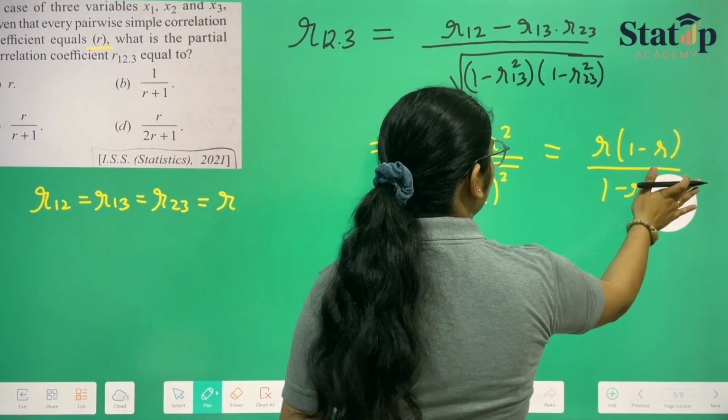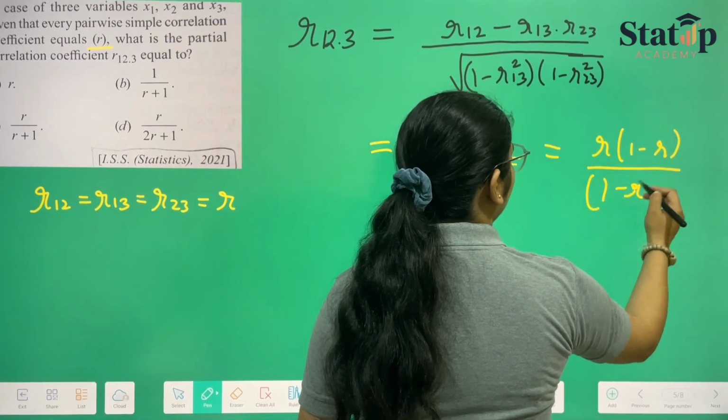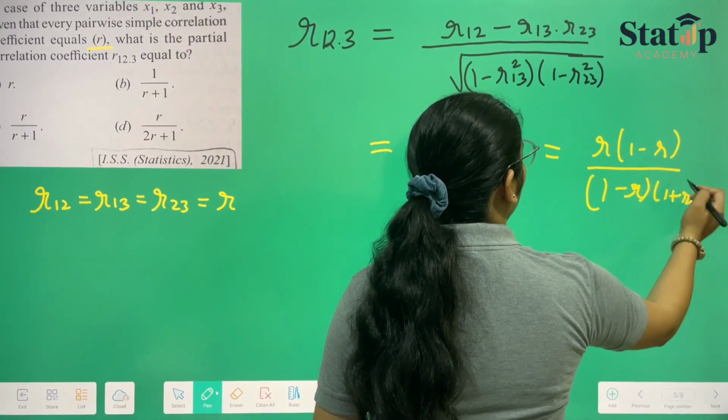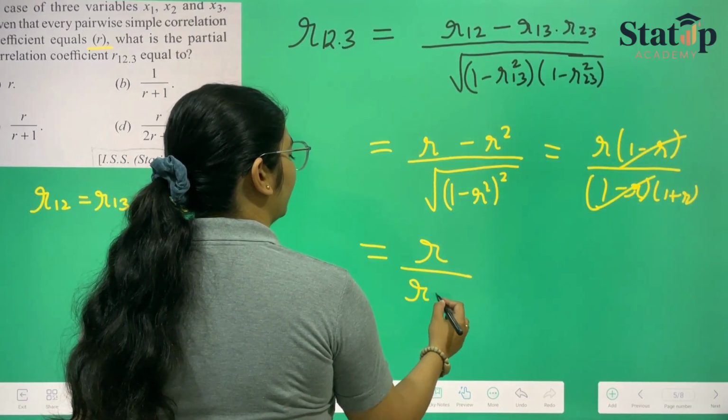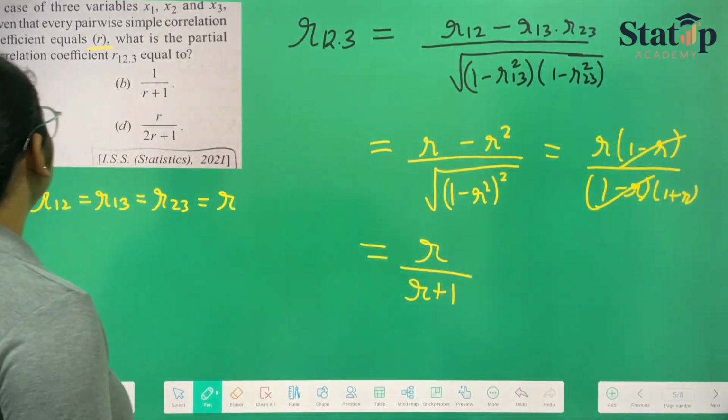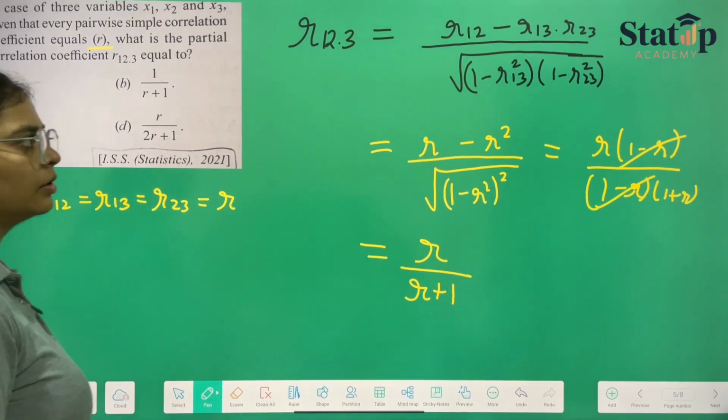Now this 1 minus R square can be written as 1 minus R into 1 plus R. Cancelling out 1 minus R from above and below, we will be getting R upon R plus 1, which is our option number C here.